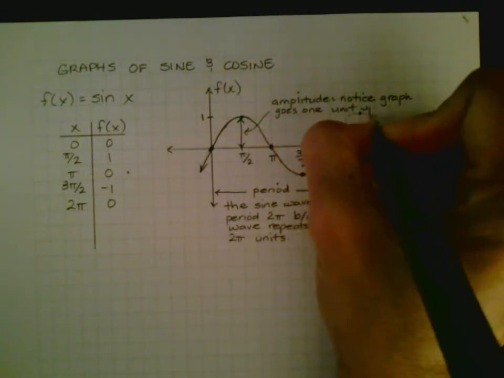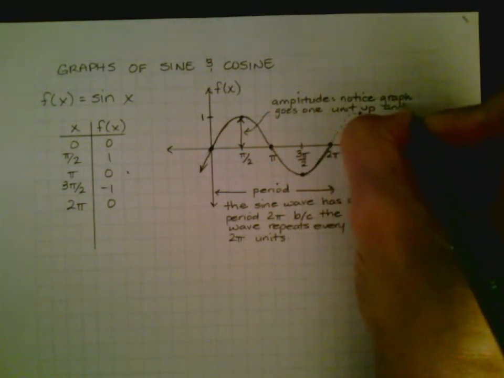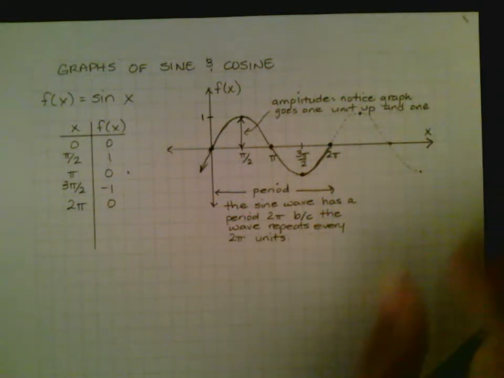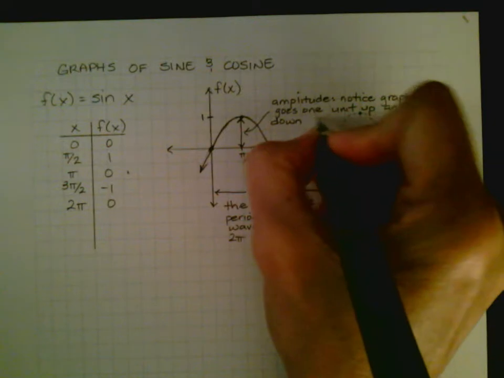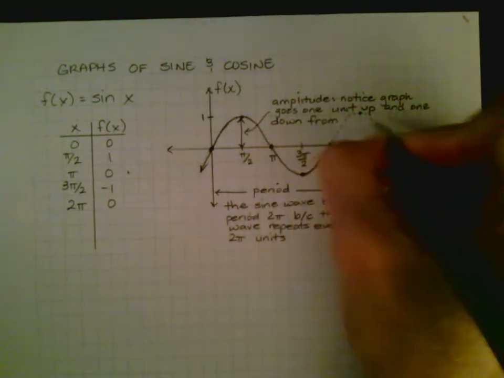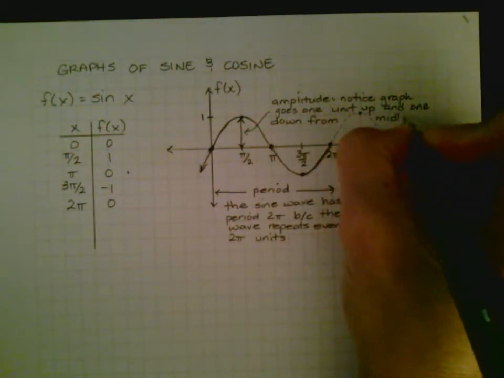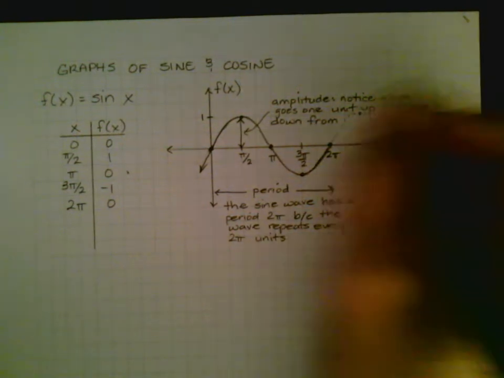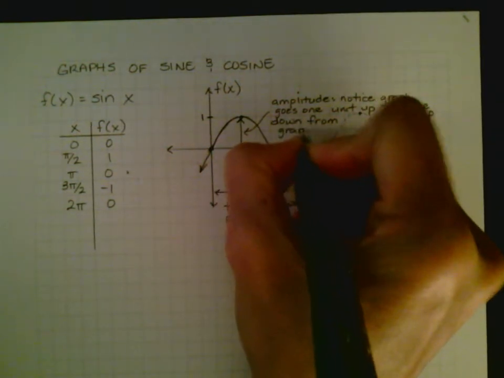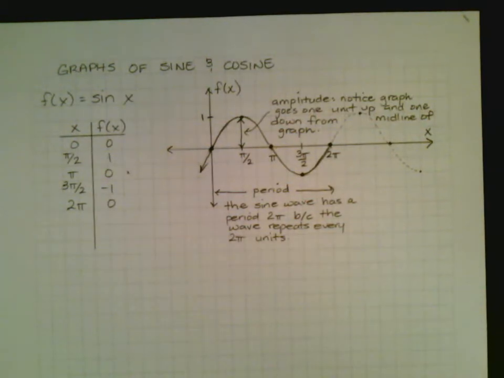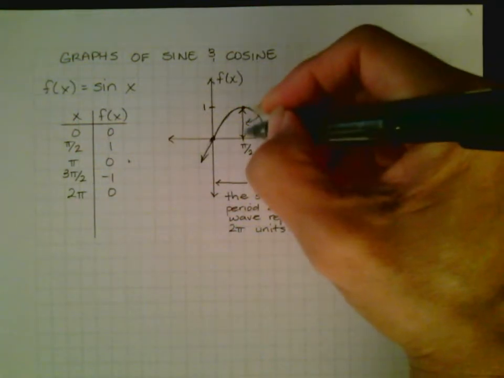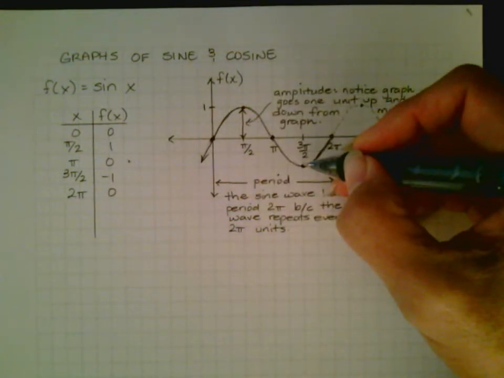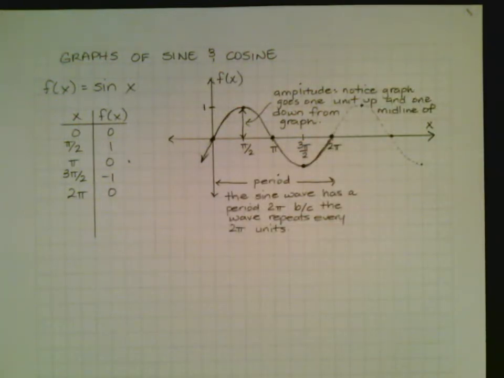1 unit up and 1 down. Barely got it to fit. All right, so amplitude: notice the graph goes 1 unit up and 1 unit down from the midline of the graph, so it continuously has an amplitude of 1.